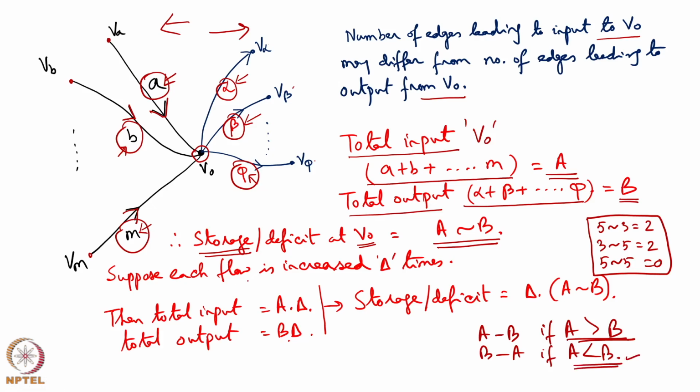Now, suppose each flow is increased delta times. So, A will become A delta, B will become B delta, M will become M delta. Regarding the outflow, alpha will become alpha delta, this would become beta delta, this would become phi delta. So, the total input will be A multiplied by delta. Each of them are multiplied by delta. So, it becomes A delta. Similarly, the total output will become B delta. So, the storage or deficit will be given by taking out delta as common, delta and then A and this symbol and then B.